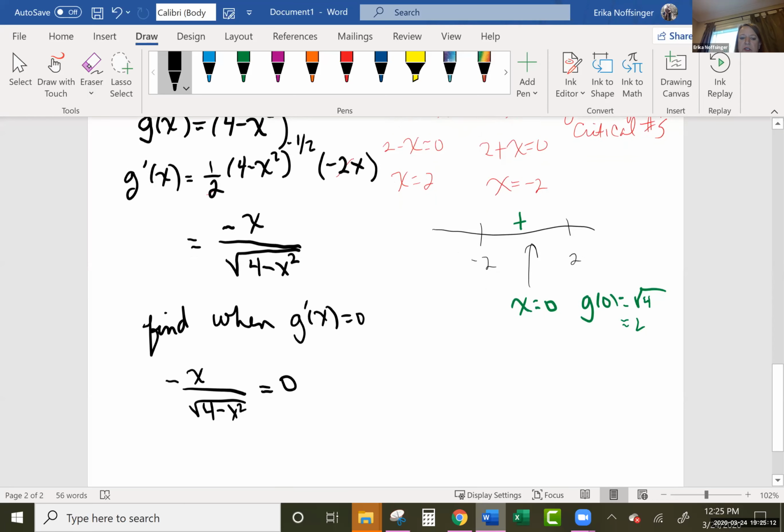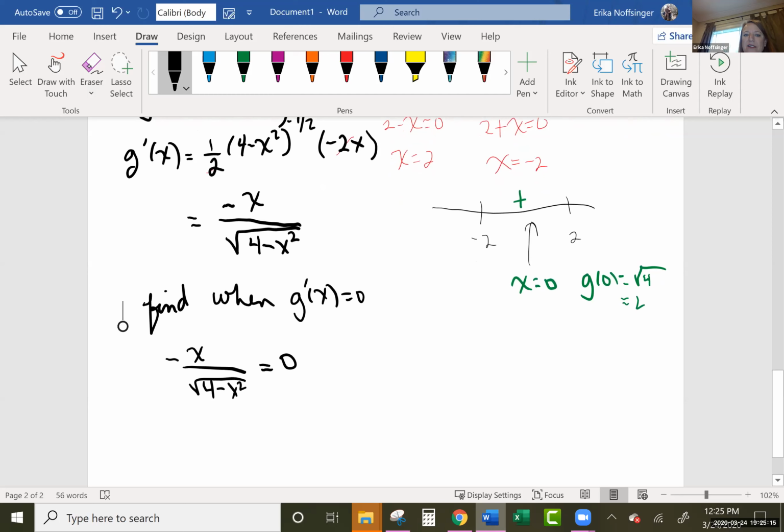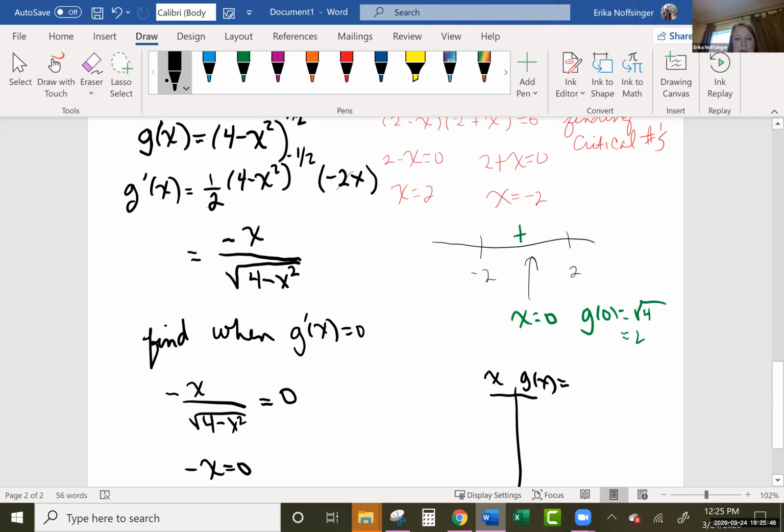Okay, so if we multiply both sides by the denominator, we're looking at when is negative x equal to 0. And so negative x equals 0 when x equals 0. Okay, so now we're just going to see what our y values are at our endpoints and at that critical number of x equals 0.